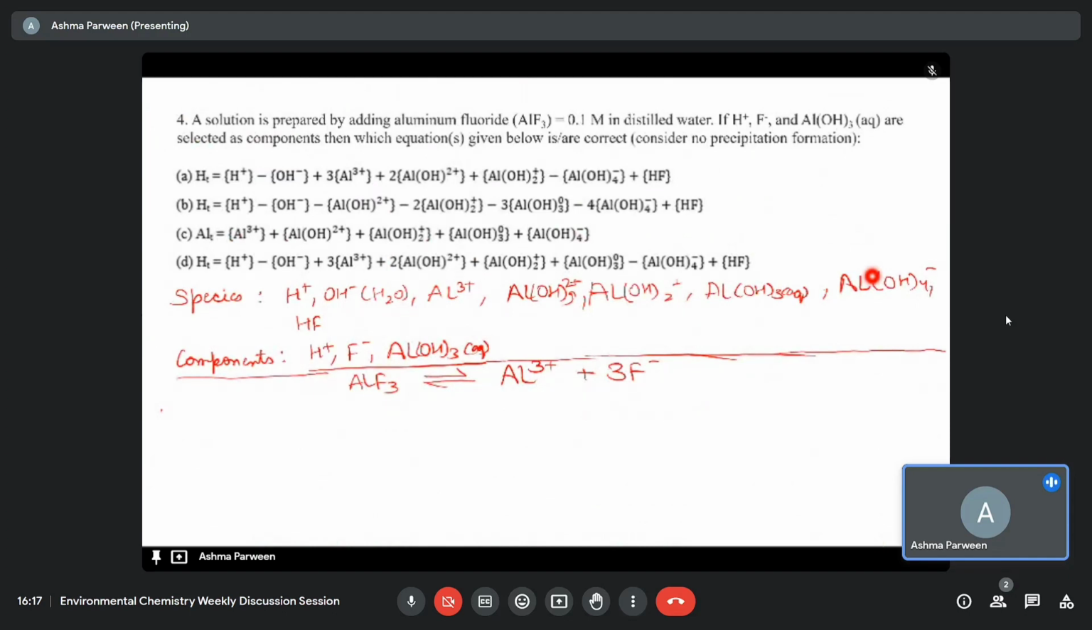So for H total, A is correct. And for Al total, C is correct. So A and C are the correct options for this question. So let's move to the next question.